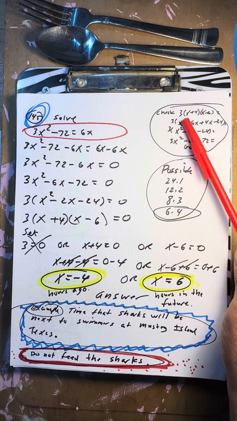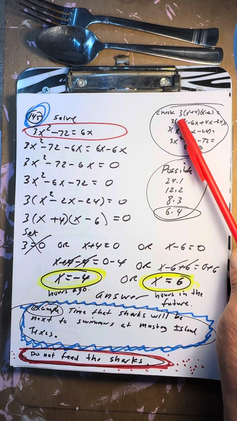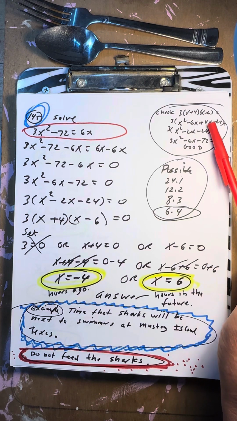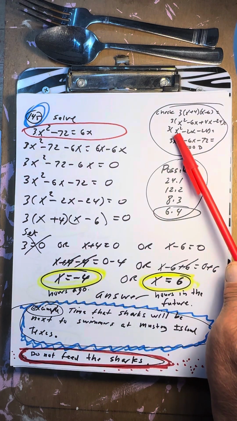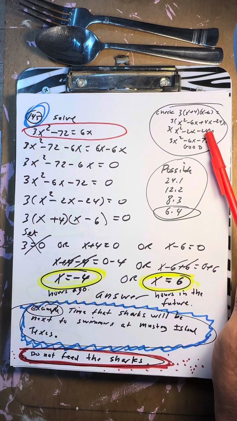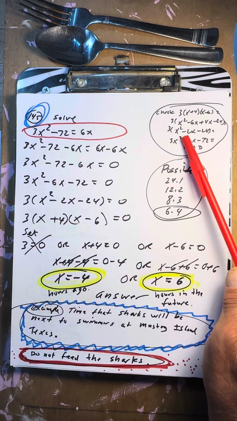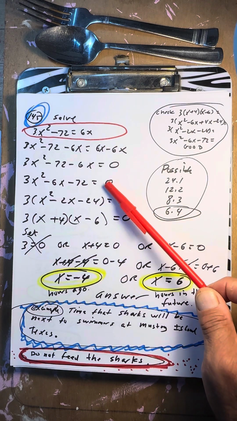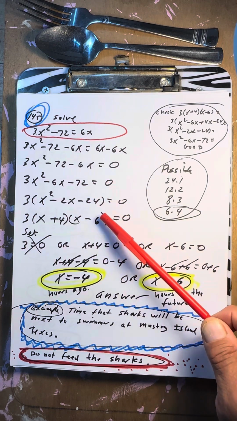Let's see, x squared minus 6x plus 4x minus 24. X squared minus 2x minus 24, times 3. So 3x squared minus 6x minus 72. Does it give us the same number? Yep, so this gives us the same.